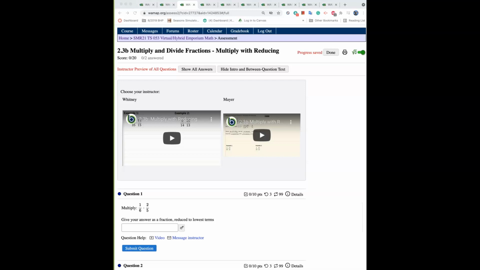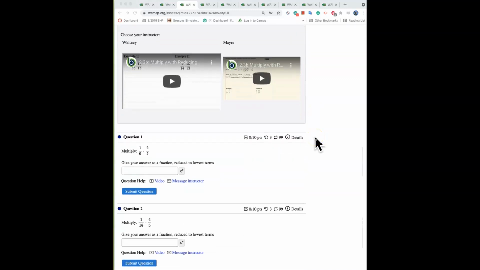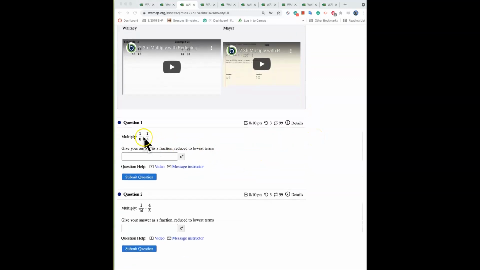Hello everybody. We're going to take a look at multiplying fractions with reducing at the end. I'm looking at Unit 2.3b at WAMAP, and we've got a couple of problems here.